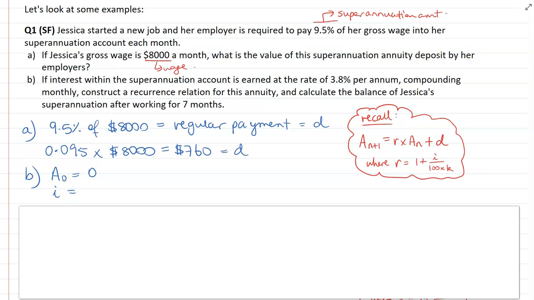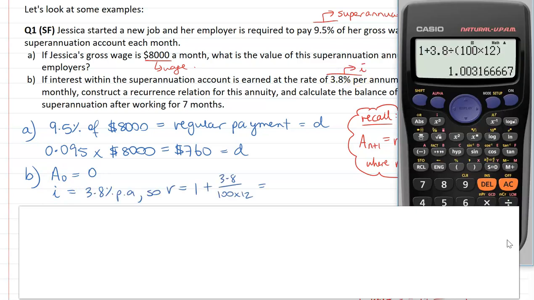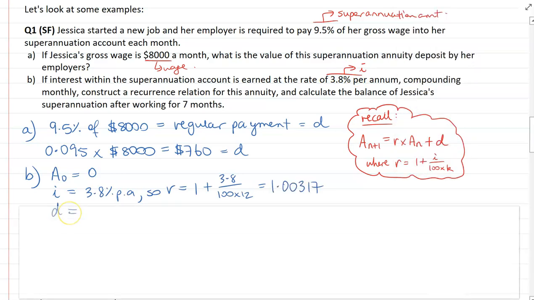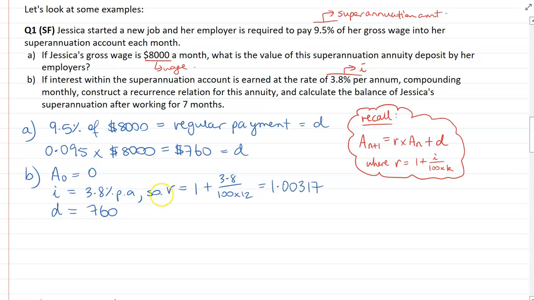The interest we've seen up here gives us a rate of 1.00317-ish. And I know that my regular deposits are 760. So my recurrence relation is going to be A(N+1) equals 1.00317 times my previous balance and add on $760. So we know our starting balance is 0.